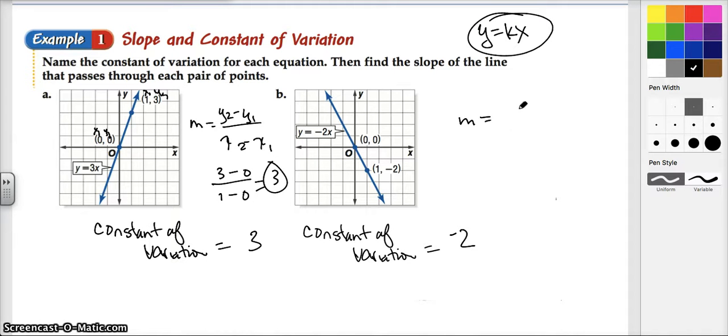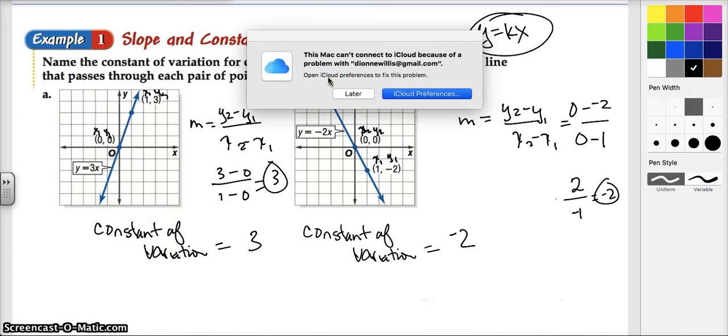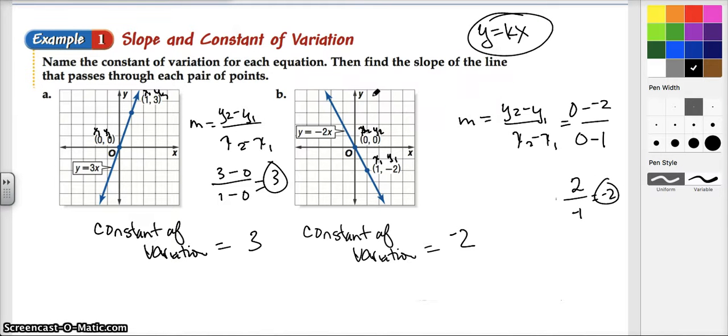A similar thing will happen over here when I use this formula to find the slope. I can say that this is my x sub 2, y sub 2, and this is x sub 1, y sub 1, just to change it up a little bit. So I have 0 minus negative 2 over 0 minus 1. 0 minus negative 2 is 2. 0 minus 1 is -1. And again, I got -2. We are not surprised that we got the same thing, but it was nice to see the confirmation.